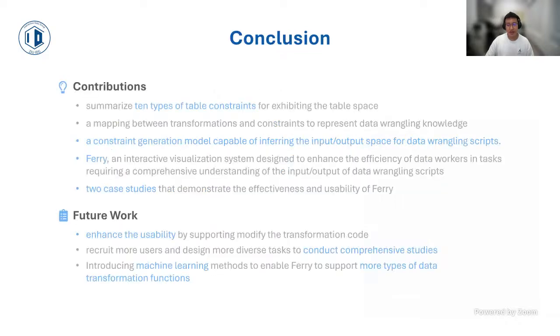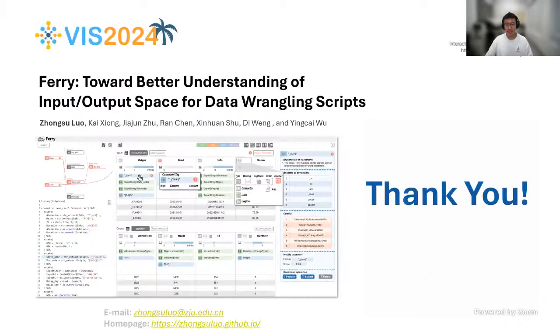In summary, our main contribution includes 10 types of table constraints applicable to data wrangling, a constraint generation model, and an interactive system that helps data workers understand scripts' input and output space. In future work, we aspire to enhance the usability of Ferry, evaluate its efficiency and scalability, and explore potential research directions. That concludes my presentation. I'm ready to take questions.